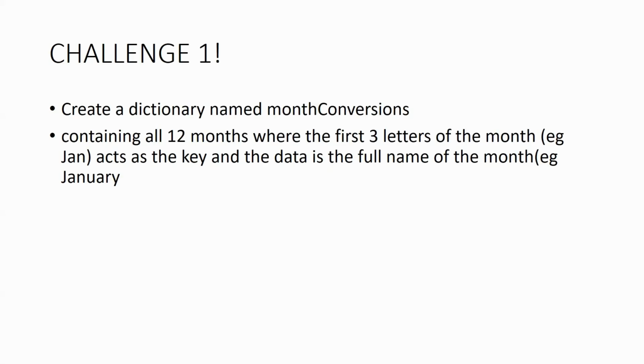So let's create a dictionary named month_conversions, and consider how I've written it down here. Month conversions doesn't have a space in between. Remember, in Python, when we name something as a list or a variable, we can't have spaces. We can have an underscore, to differentiate between words, but that's it. Anyway, within month_conversions, it needs to contain all 12 months, where the first 3 letters of the month, e.g. Jan, act as the key, and the data is the full name of the month, e.g. January.